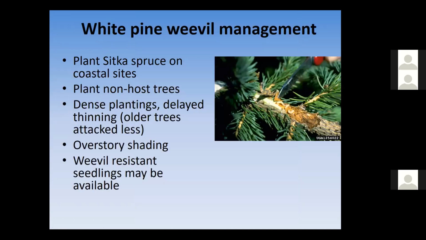So how would you manage this if you've got Sitka spruce? Preferentially planting different trees if you're further from the coast, if you can. If you're going to grow spruce further from the coast, you might want to do denser plantings. Delay your thinning activities so that those leaders don't grow very fast. You can plant alders in with the stand to create some kind of natural shading to slow the trees down.